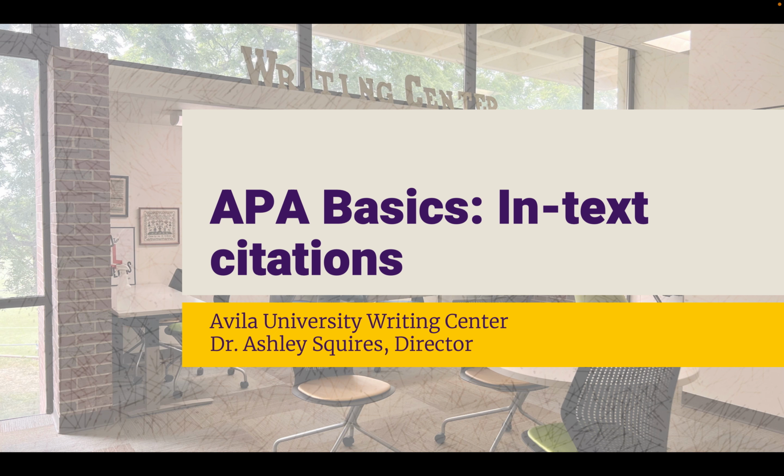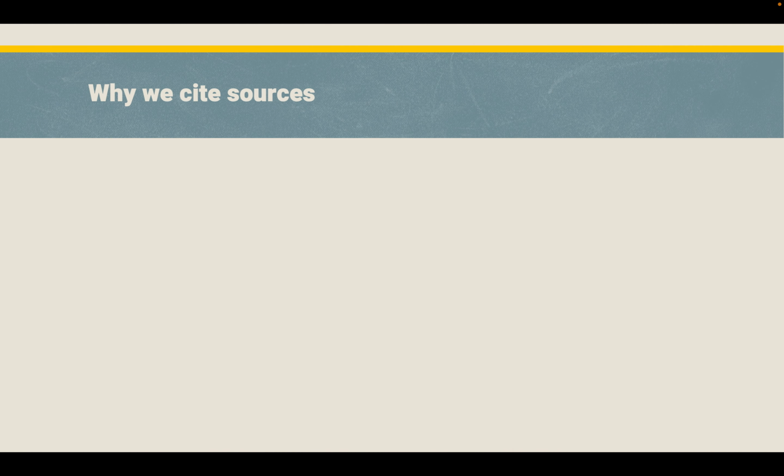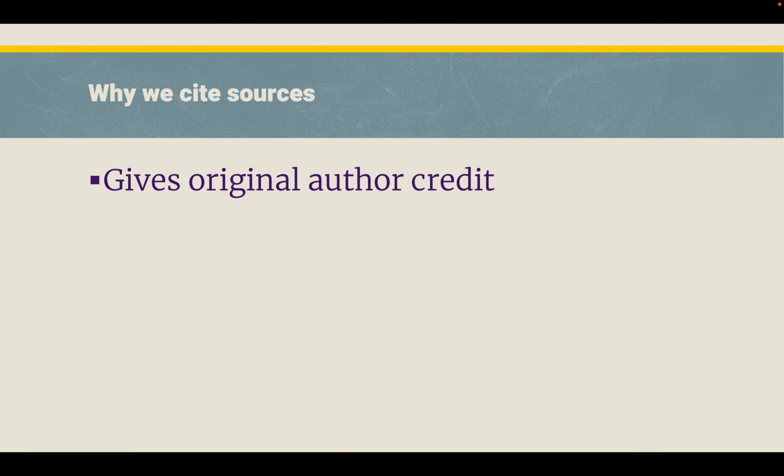So let's quickly review the reasons why it's important to cite your sources. First of all, citing a source gives credit to that person for their original ideas and words. When you cite a source, you're acknowledging that those ideas, that information came from somewhere else and are the intellectual property of the original author.